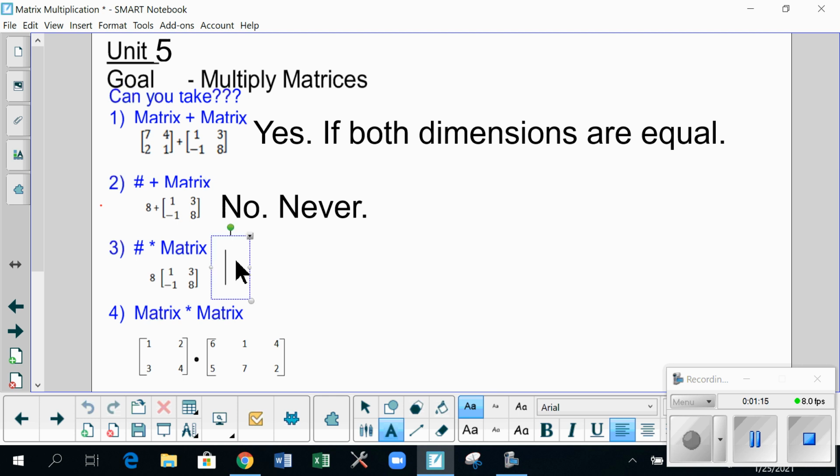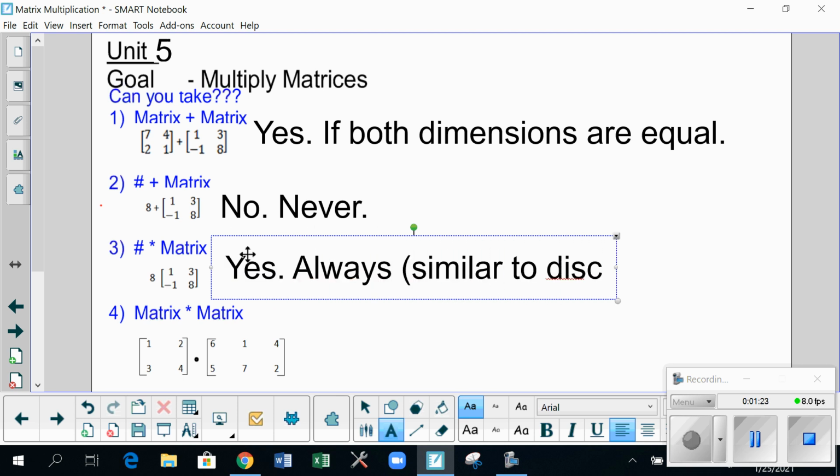Now, in number 3, what about a number times a matrix? Can we take the number 8 and multiply it by this matrix? Yes, you can always do this, and it's very similar to distributing. What you would actually do in this case is you would multiply all of these elements by 8.